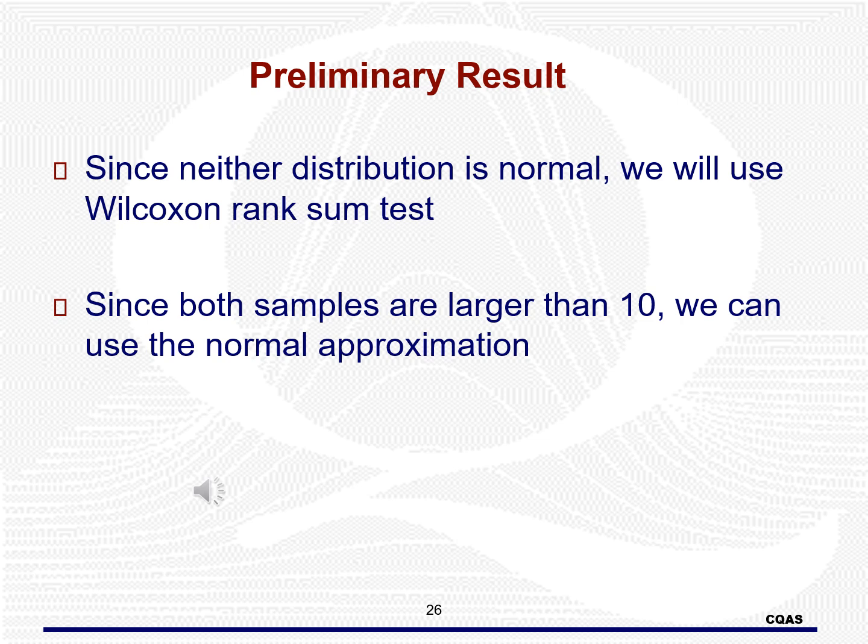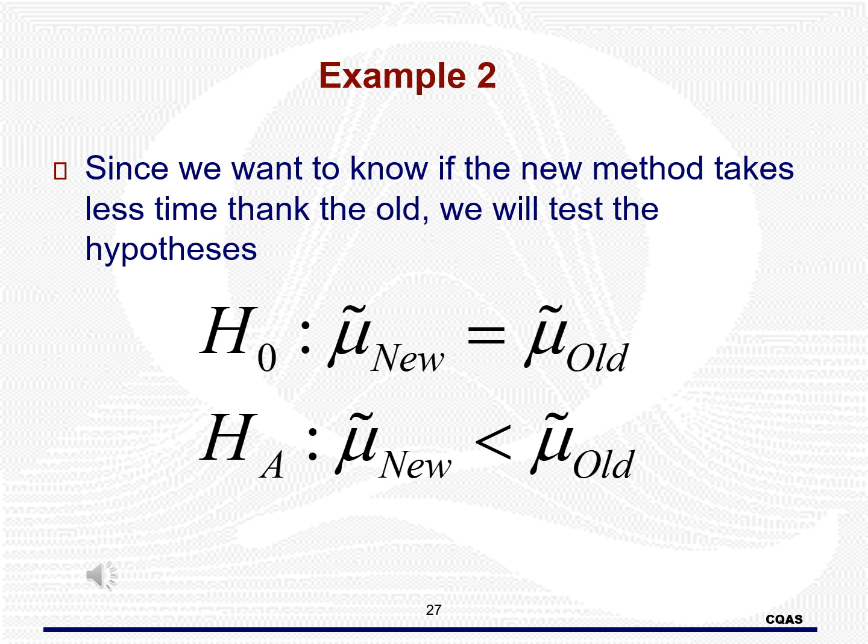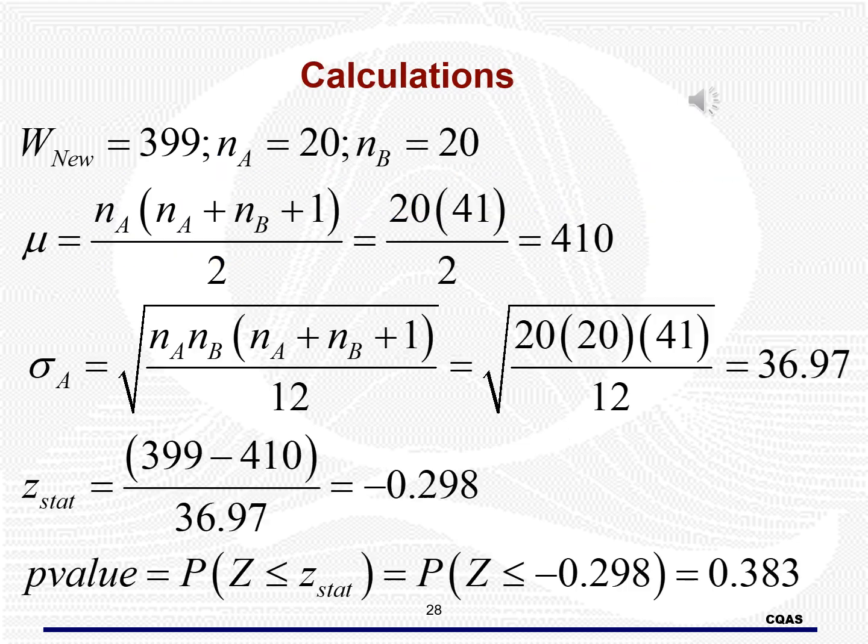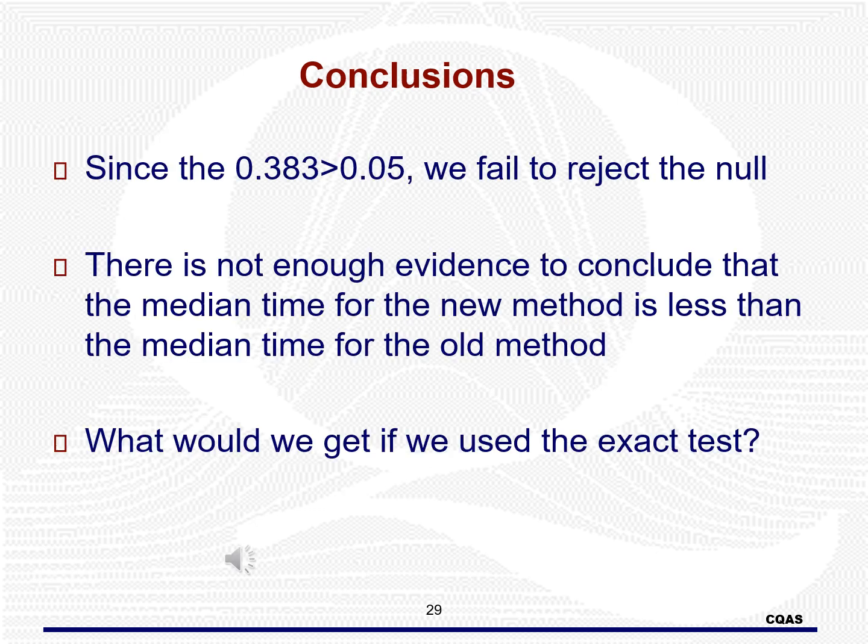Since both sample sizes are bigger than 10, we will use the normal approximation. Here are the hypotheses. Since we would like to know if the new method takes less time than the old, we will use a less than alternative. Let's look at the calculations for the approximate method. Notice here that W is equal to 399. Now we find a p-value equal to 0.383. Let's draw conclusions. Since 0.383 is greater than 0.05, we fail to reject the null. There is not enough evidence to conclude that the median time for the new method is less than the median time for the old method.